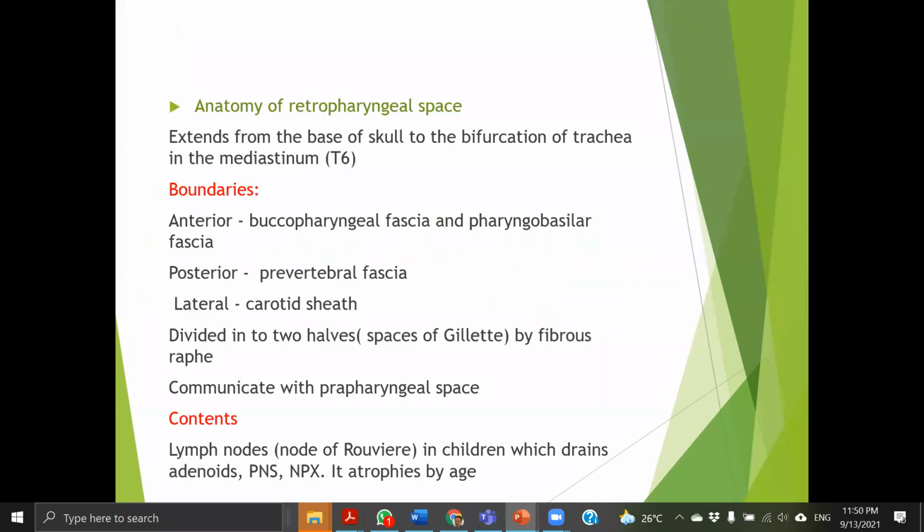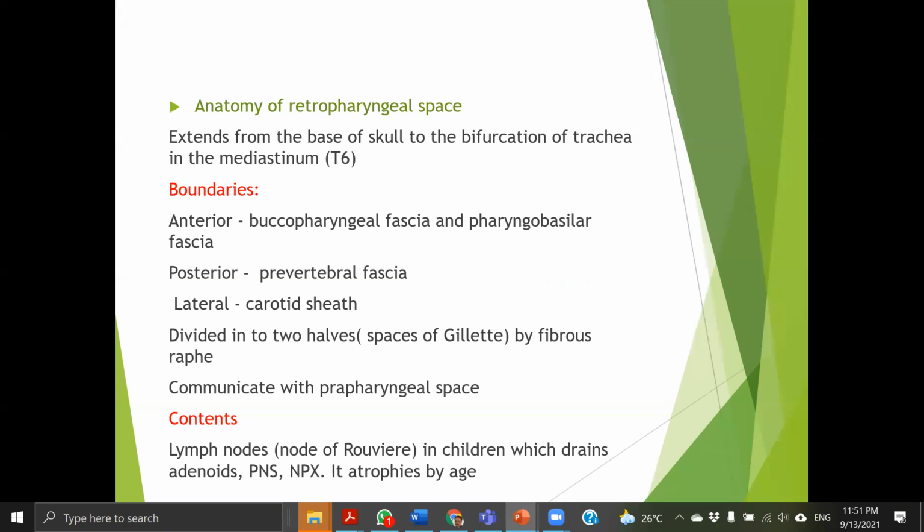Retropharyngeal abscess. First, the anatomy of retropharyngeal space. It extends from the base of skull to the bifurcation of trachea in the mediastinum at the level of 6th thoracic vertebra. The boundaries are anteriorly buccopharyngeal fascia and pharyngobasilar fascia, posteriorly prevertebral fascia, and laterally the carotid sheath. It is divided into two halves, the spaces of Gillette, by a fibrous raphe.